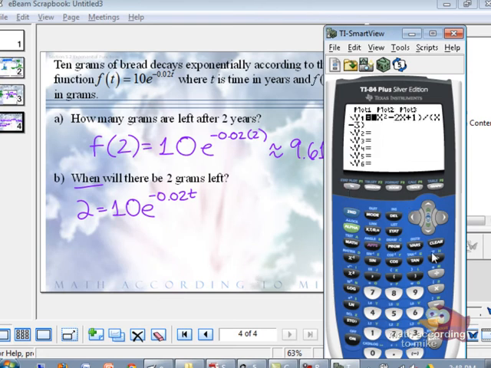Go into your y equals. In y sub 1, you're going to put 2. And in y sub 2, you're going to put your right-hand side there. Instead of t, please use the x that you're used to using. The trick with doing it this way is the window is trial and error at best. So once you have these in your y equals, go to your window.